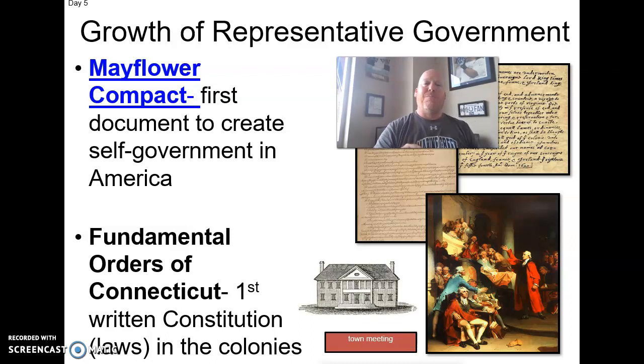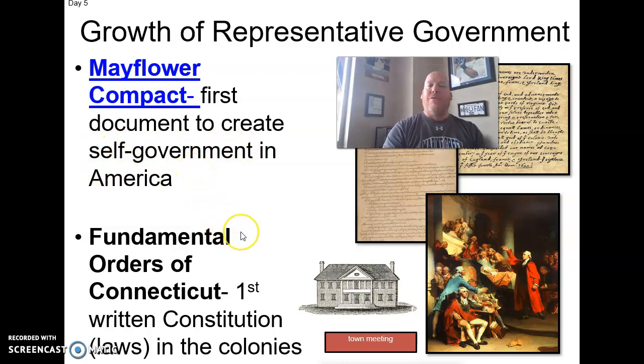And every one of those men signed their name to it, stating that they agreed to abide by these laws, as well as their family and so forth. Okay, so the Mayflower Compact was the first document to create self-government in America. You may want to go put those words right there in your notes. You can hit pause and come back.